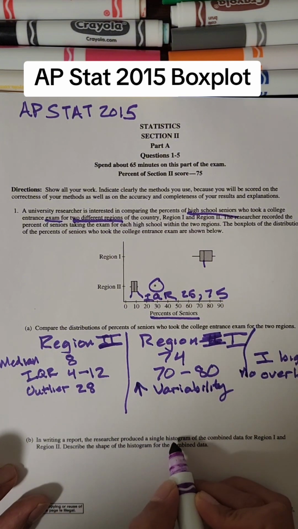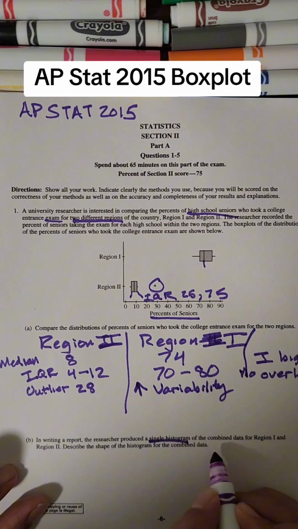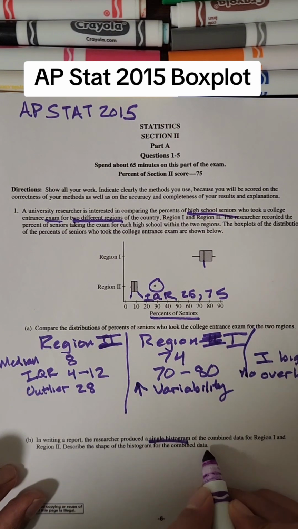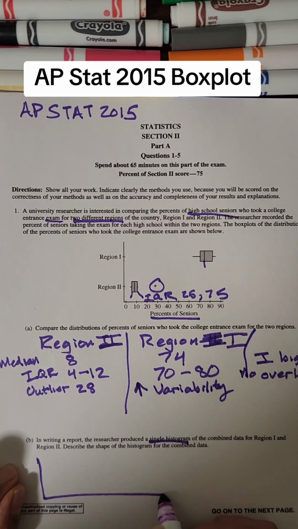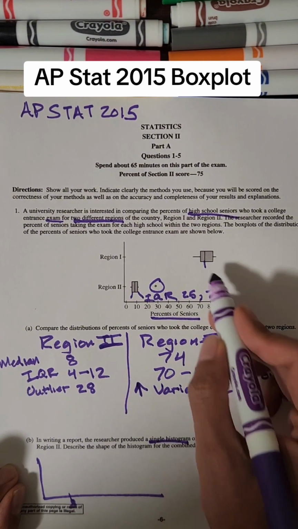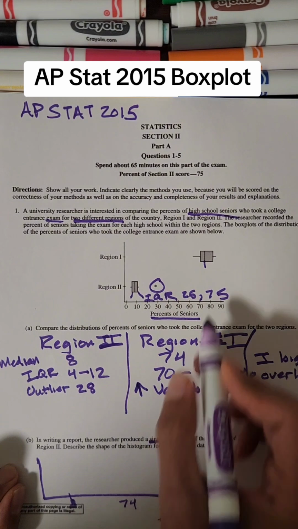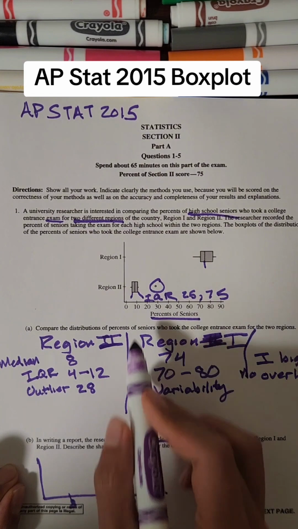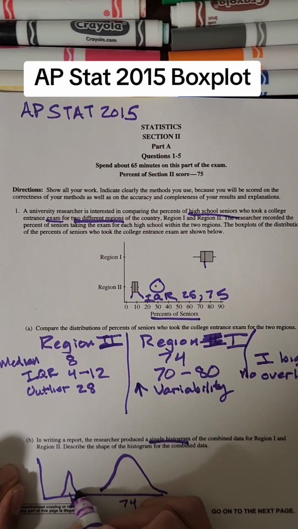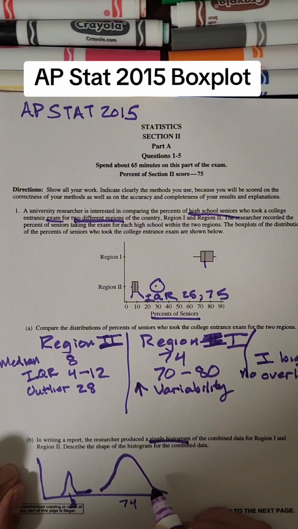So in writing reports, we want to produce a single histogram, combining region 1 and region 2, and describe the shape of the histogram. Let's first draw what it's going to look like. You'll probably have a center around 8, and then a center around 74. This is going to have a wider distribution, so it looks something like this. This one is probably going to have a skinnier distribution, and it's going to have a histogram there.